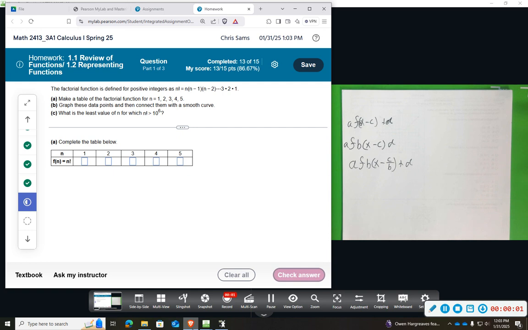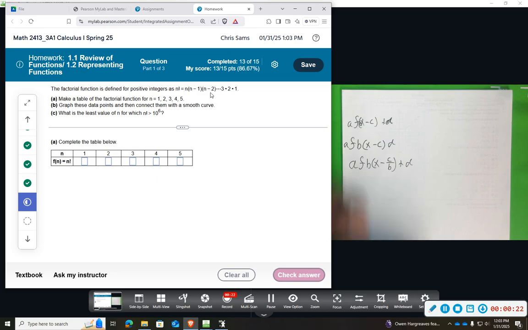All right, number 14, it says the factorial function is defined for positive integers as n factorial. So if you've not seen this, this is explaining how to do factorials. You just multiply the number that you're starting with and you subtract 1 and you keep multiplying all those until you get down to 1.